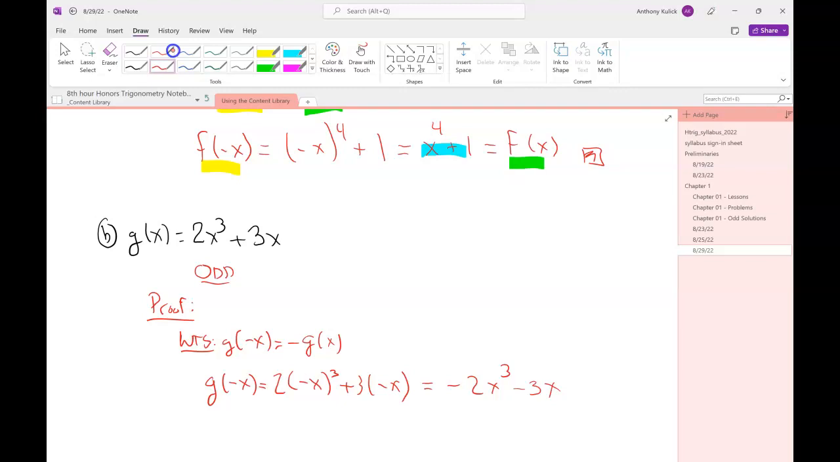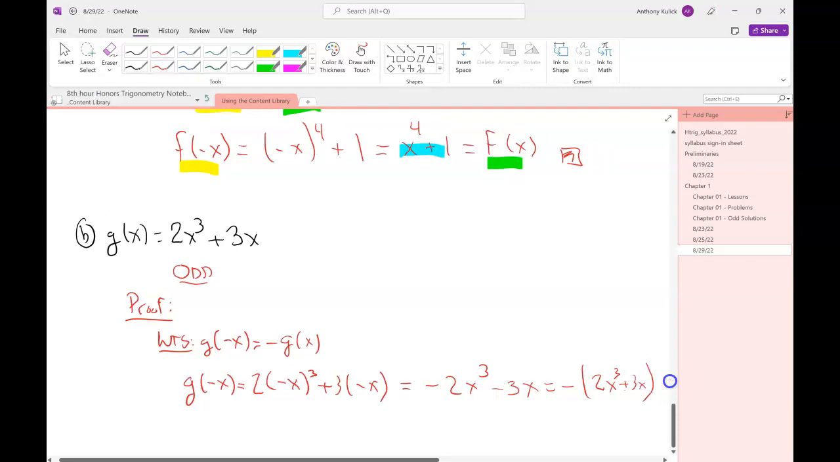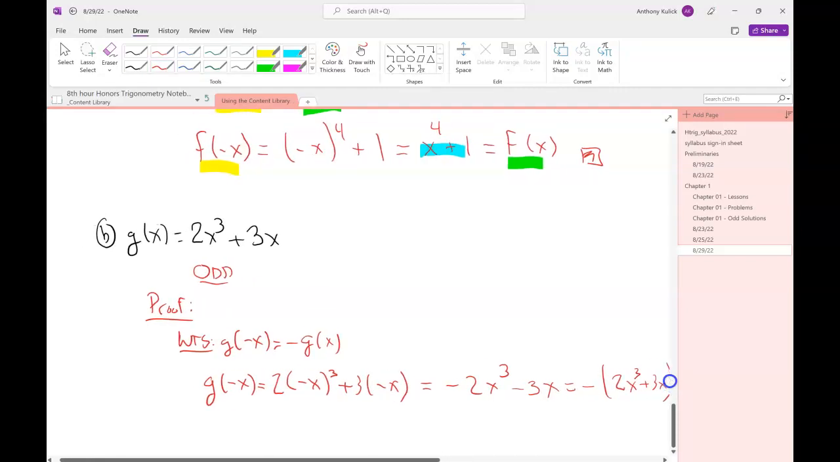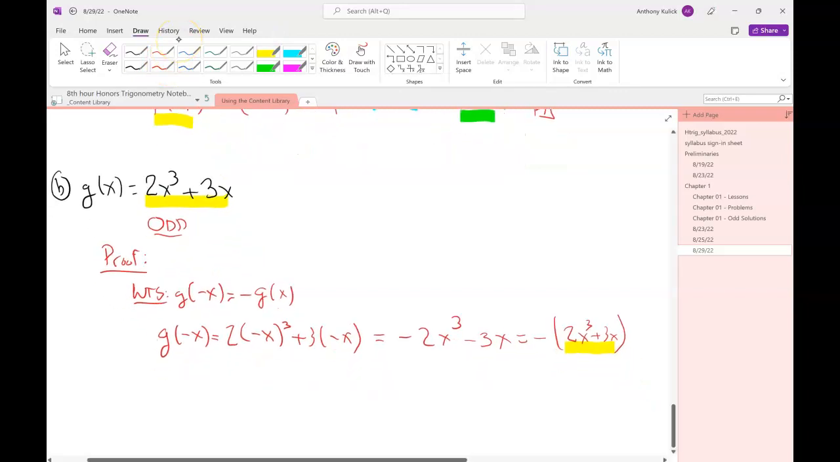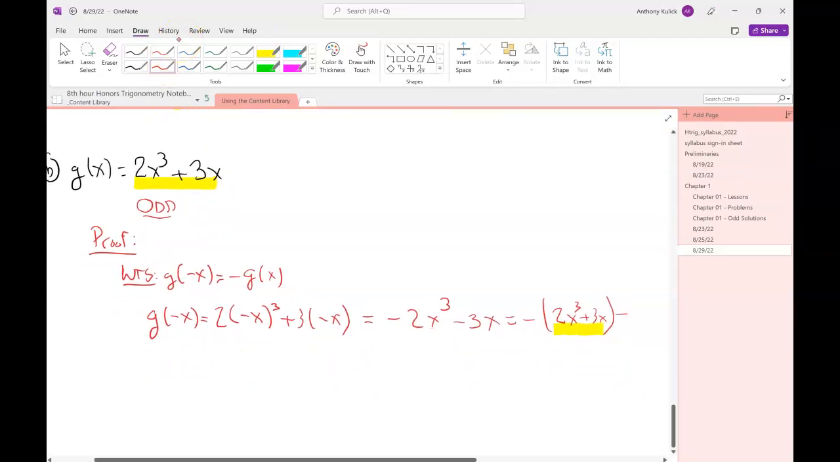And I'm looking to get negative g of x. So the next step I'm going to do is factor off a negative. Everybody's good there? And what do we notice about the stuff here? It is exactly g of x. So what can I say? That this is negative g of x. And we're done.